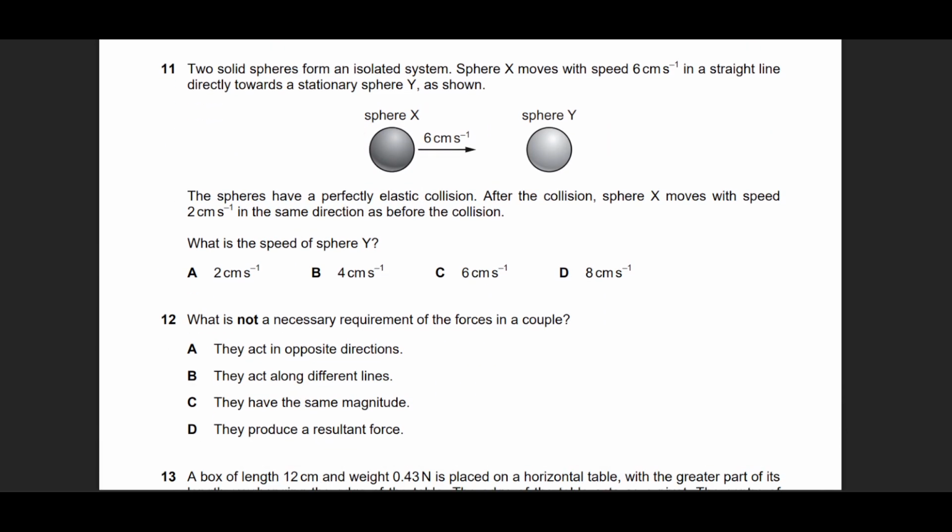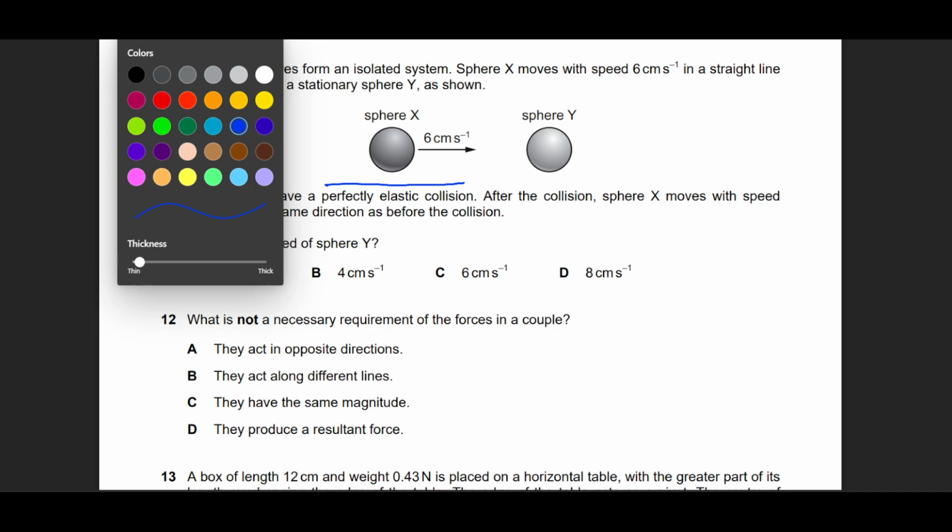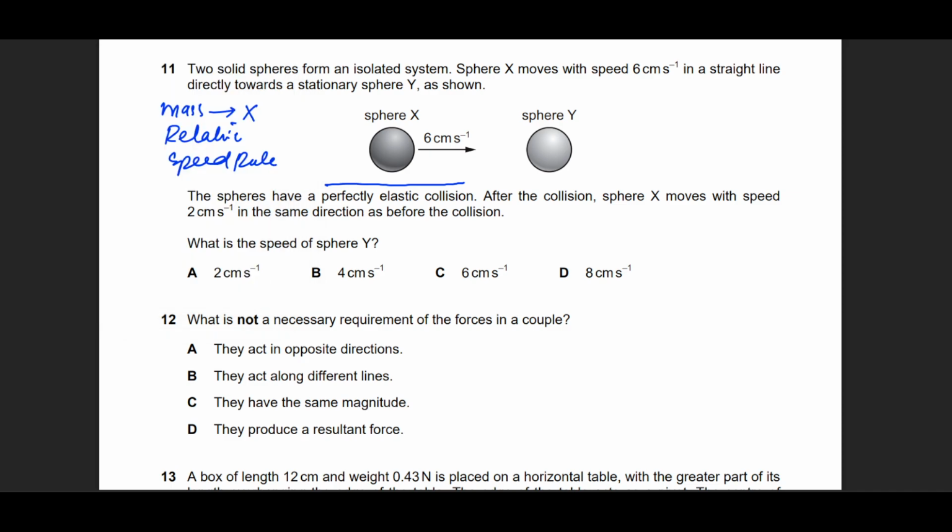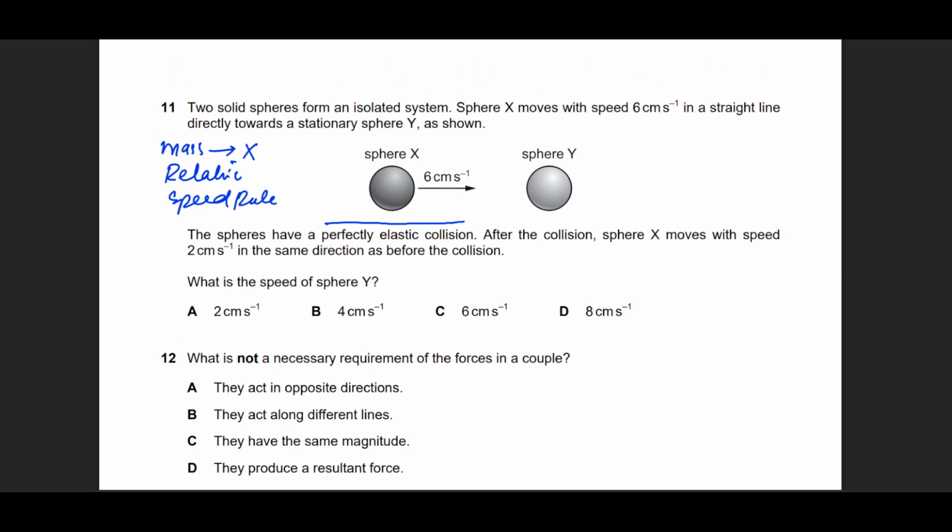Question number 11. This question says that the collision is perfectly elastic. If the collision is elastic and mass is missing in the question, be ready to apply the relative speed rule. If you're not familiar with this, you can go back to the channel and watch the video on momentum, titled momentum and relative speed trick. This is a very integral part of your A-level course, and if you skip this, you will not be able to solve these questions.